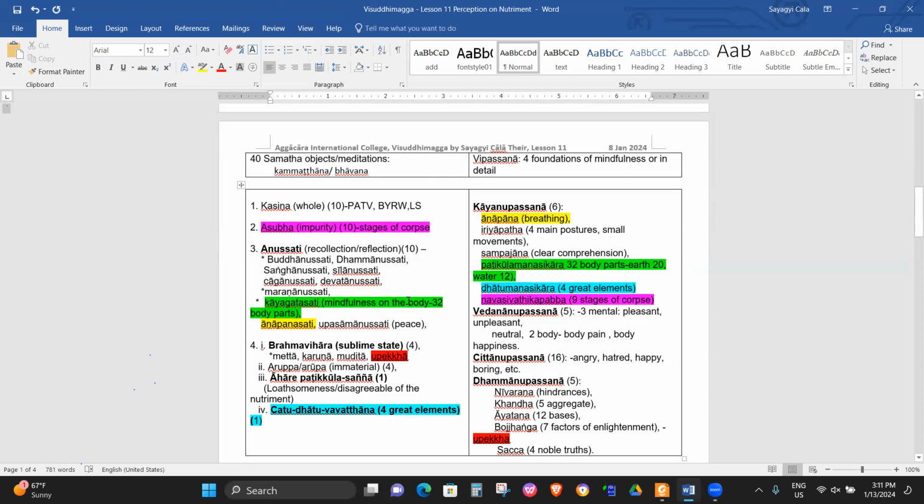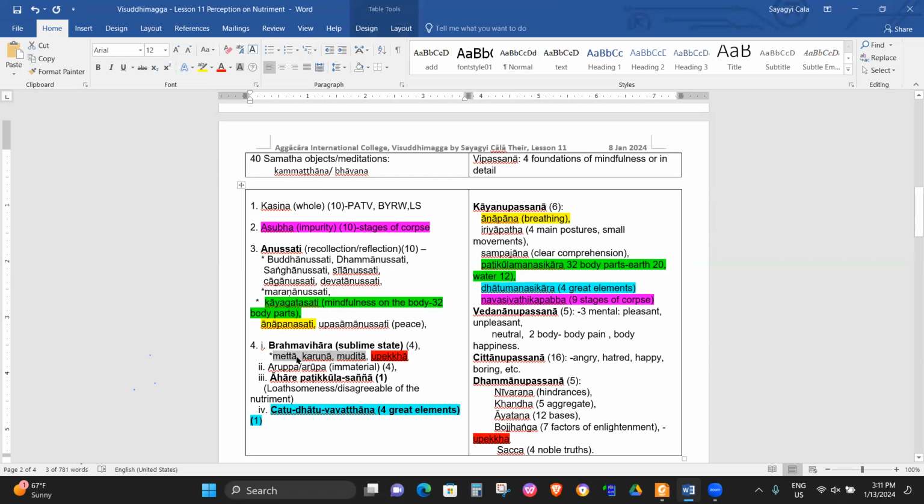Kayagata sati, mindfulness on the body, the 32 body parts. It seems like you can see the body parts, which are made of earth and water element. Anapanasati, breathing, you can find both ways. Brahma Vihara, these three, metta, karuna, mudita, loving kindness, compassion, joy, you cannot find in vipassana, but upekkha you can consider as the bojjhanga, seven factors of enlightenment.